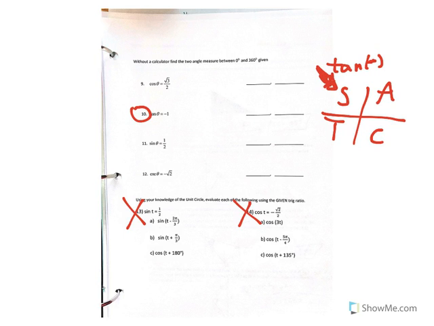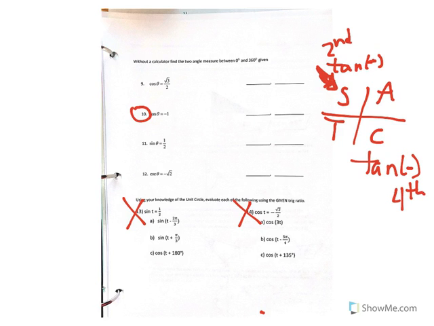Then, in the third quadrant, that means only tangent's positive. Sine and cosine are negative. And in the fourth quadrant, that means cosine is the only one that's positive. So that means tangent, for our situation, is also negative. So tangent's negative in the second and fourth quadrant. So now we're looking at when is tangent equal to -1?